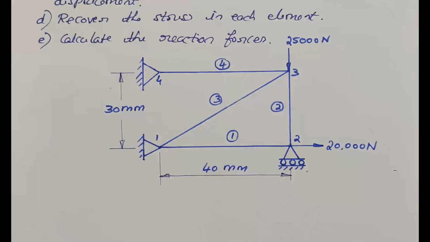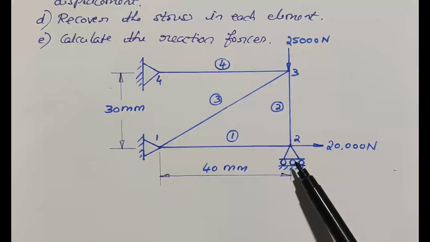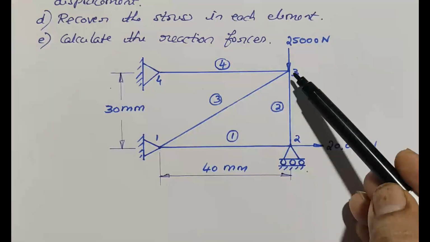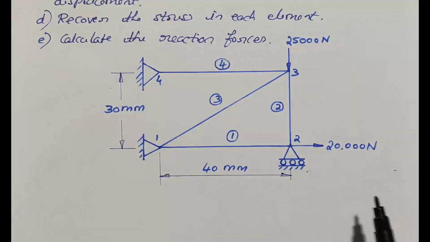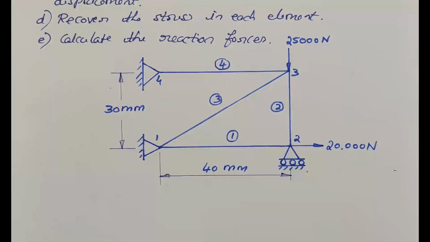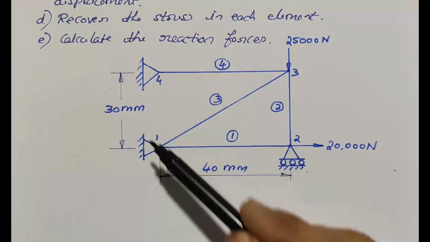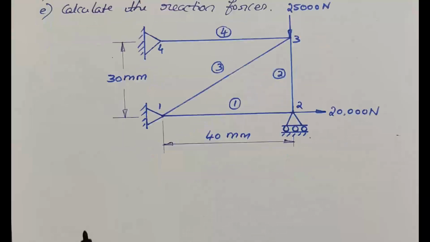See, this is the figure given. This truss system consists of 4 bars. These two ends are fixed and this end is on a roller support. Load is applied at node number 3, 25,000 Newton in the negative y direction, and at node number 2, 20,000 Newton in the positive x direction. This length is given 40 mm and this length is given 30 mm. So this is the problem. If the same problem appears in the exam, it will be for 20 marks.